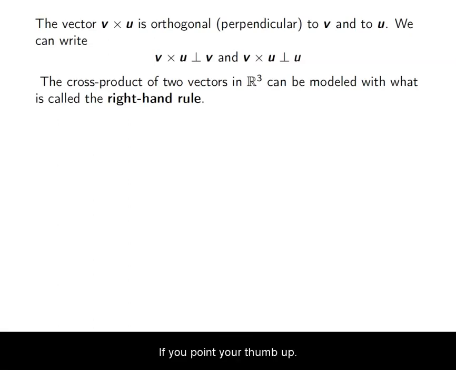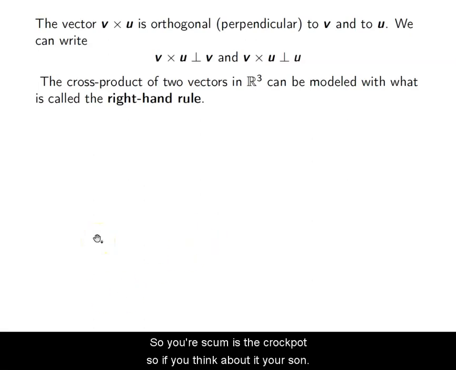Okay. If you point your thumb up, that is the cross product. So your thumb is the cross product. Your thumb forms a right angle with your pointer finger, and a right angle with your middle finger. There is a gap between your pointer finger and your middle finger. You can move your two fingers around and change the angle between them. The angle that we think of is the angle between your middle finger and your pointer finger, and then your thumb is your cross product.